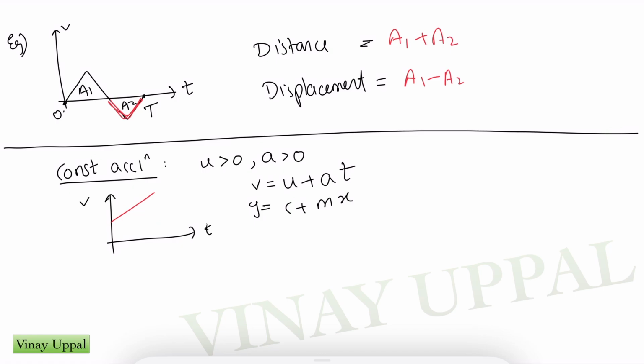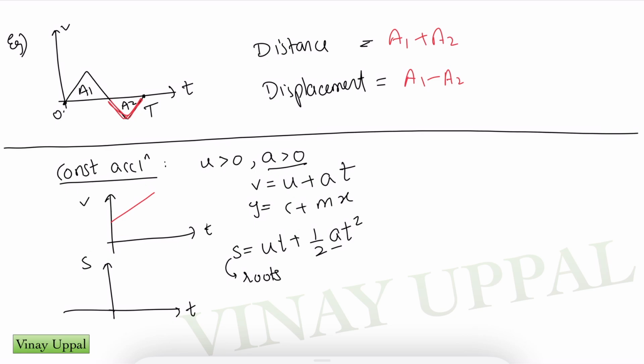What about displacement? If I plot displacement versus time, displacement is nothing but ut plus half at square. So this is a quadratic. Now if acceleration is positive, the t squared coefficient is positive. The roots are 0 and minus 2u by a. That means the graph is a very simple quadratic graph that you can plot. You'll have one root at t equal to 0 and another root at minus 2u by a. So basically that will be my graph for displacement versus time.